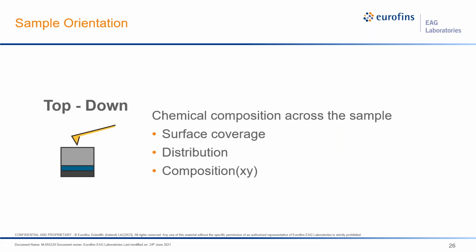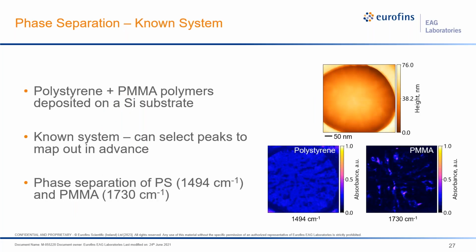So just to go over a couple of quick examples, what I'll go into first is a polystyrene PMMA mixture that was cast onto a silicon substrate. And because this is a mixture that we knew in advance, we have spectral information a priori, we can take that prior information to guide the analysis. So in this case, we know we need a map for polystyrene at 1494 wavenumber and PMMA at 1730 wavenumber. And what we can see is that the PMMA is not homogeneously distributed within the polystyrene-rich region, suggesting some phase separation.